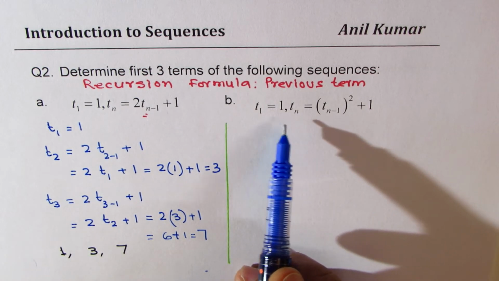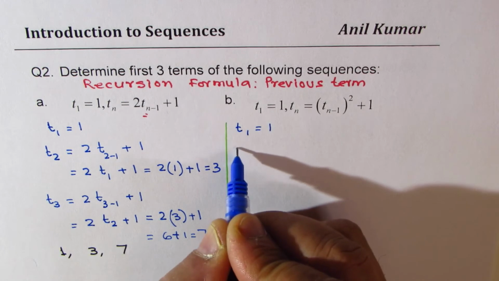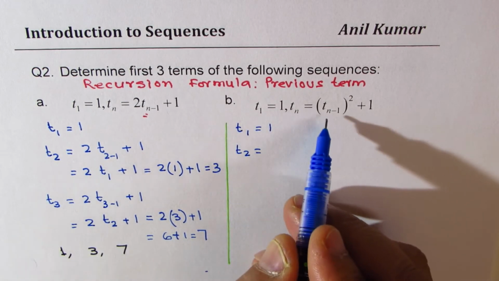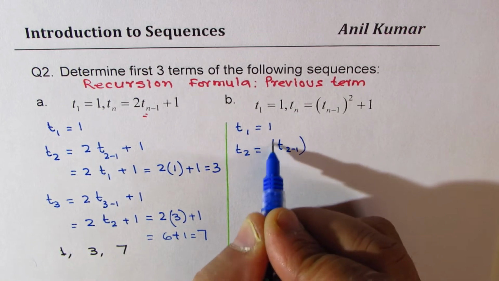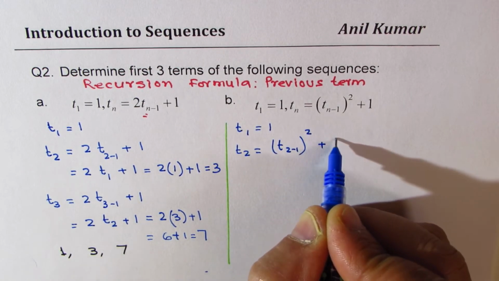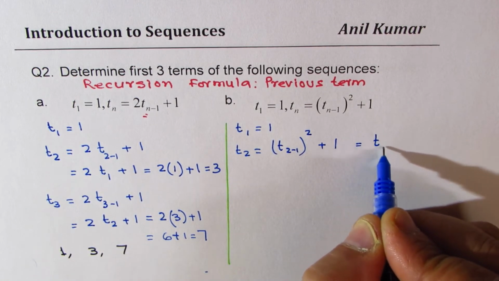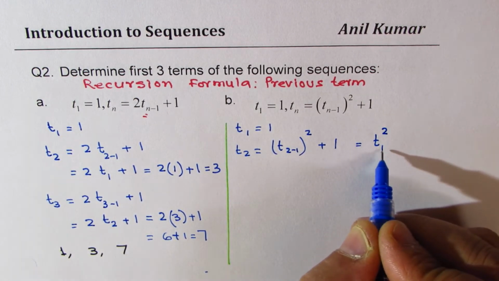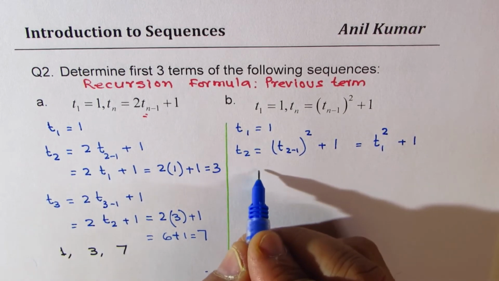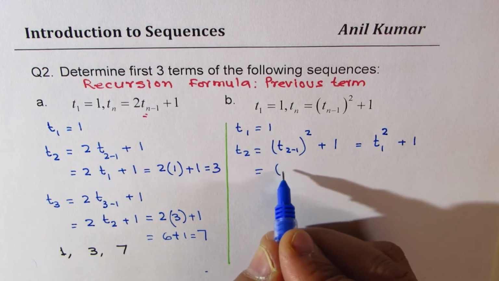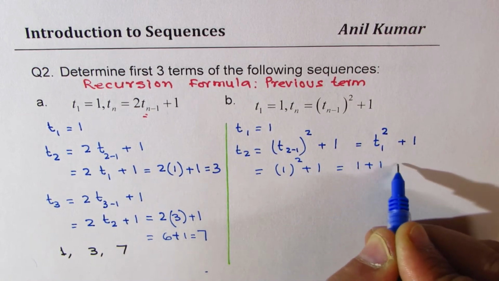Let's do it once again for part B. We are given t1 as 1. So t2 will be, replacing n with 2, (t_(2-1))^2 + 1. Now 2 minus 1 is 1. So we have to square the first term, and then add 1, correct? Squaring 1 means 1. So we have 1 squared plus 1. That gives you 1 + 1 as 2.